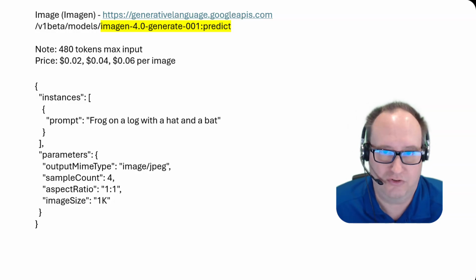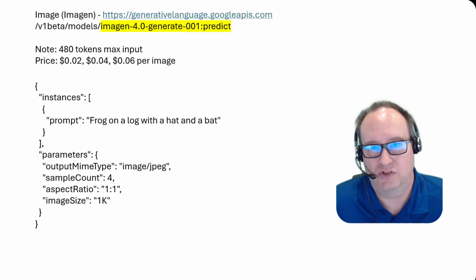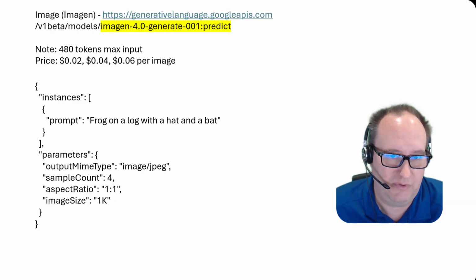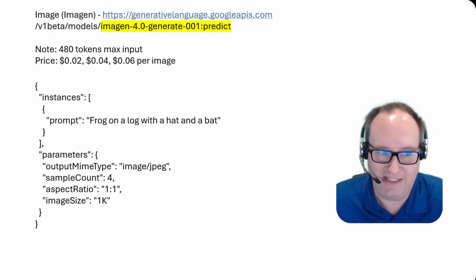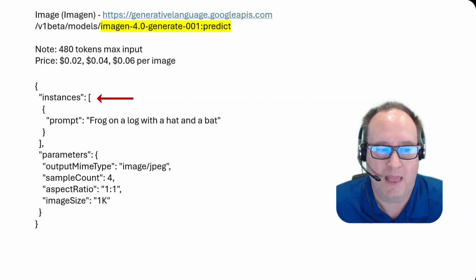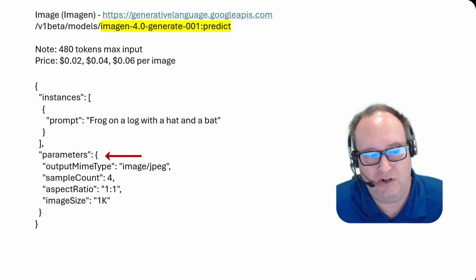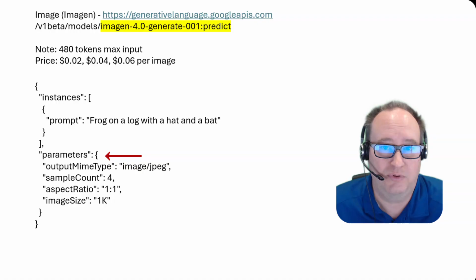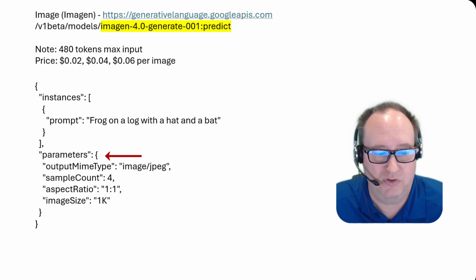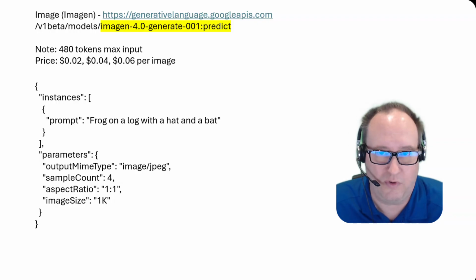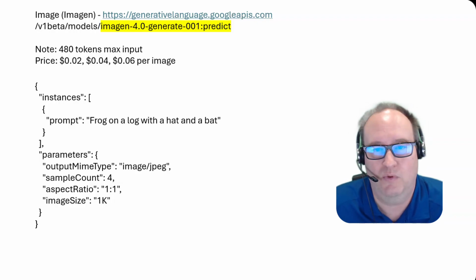So again, you would change your URL based on the image quality that you would want out. Now you see the structure here is very different than what we saw from text generation. You pass in an instances segment along with the prompt that you want to execute. You can pass in some parameters. This allows you to return up to 4 images being generated at one time based on the same prompt. So you can set that 1 to 4. Variable aspect ratios, they support quite a few, and the image size can be 1K or 2K.